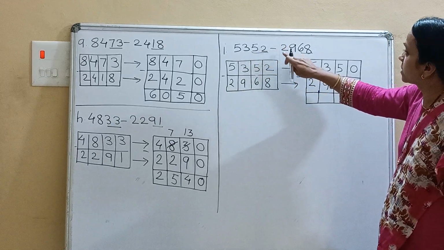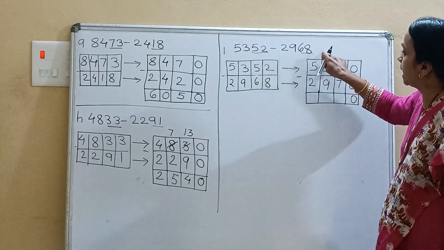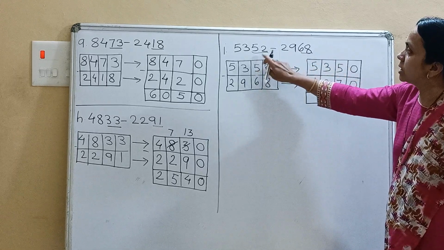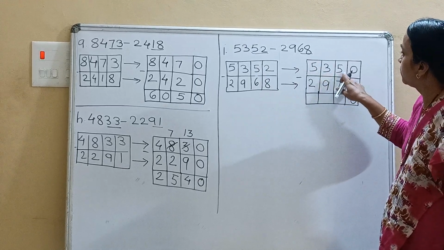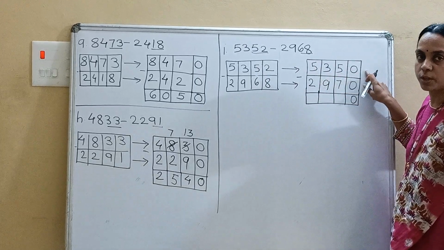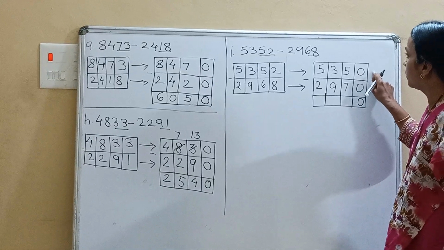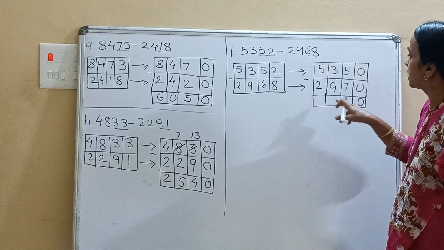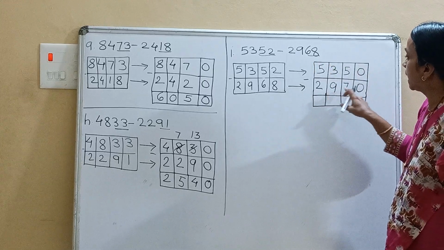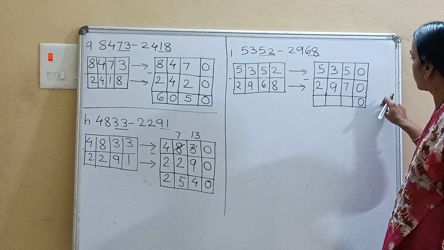5352 minus 2968. We have to consider only these two numbers, ones and tens. So 5352 is very much closer to 5350, and 2968 is very much closer to 2970. Now do the subtraction.